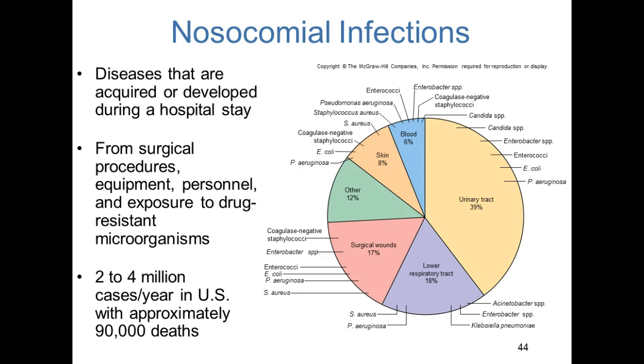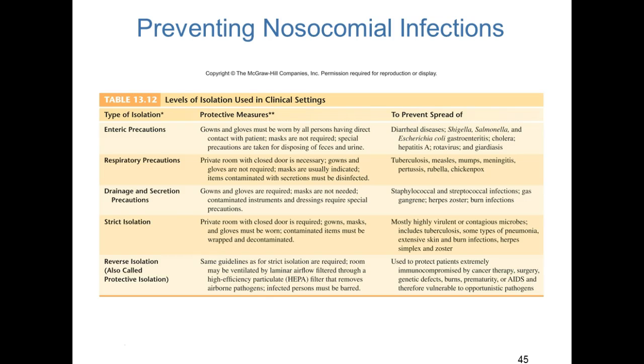Very many are from the urinary tract, organisms that are listed there we'll talk about in Module 5. Urinary tract infections are common because of catheterizations. Lower respiratory tract due to intubations. Surgical wounds, of course, entering the body through any route is going to let microorganisms come in. Skin and blood infections, of course, are going to be common after intubations or after surgery. So it's a very serious problem. We're going to talk about drug resistance in Module 4.